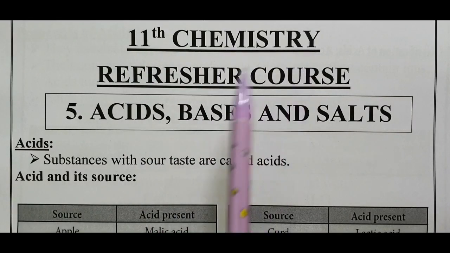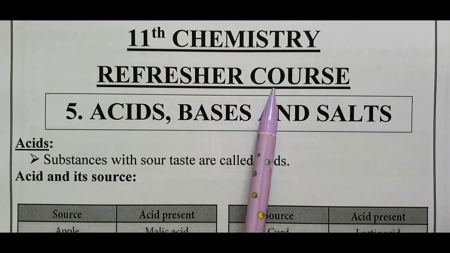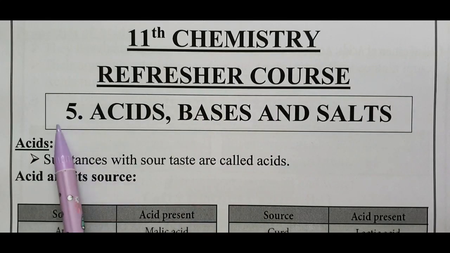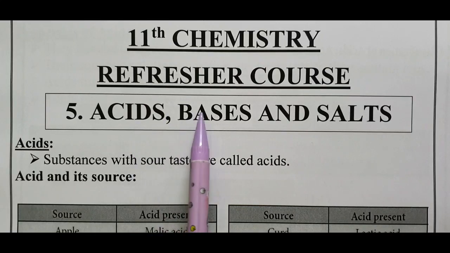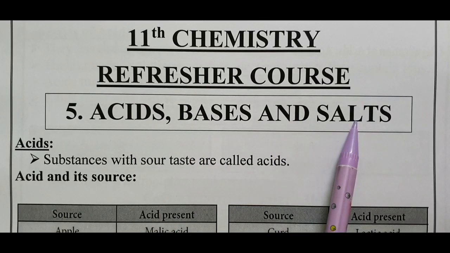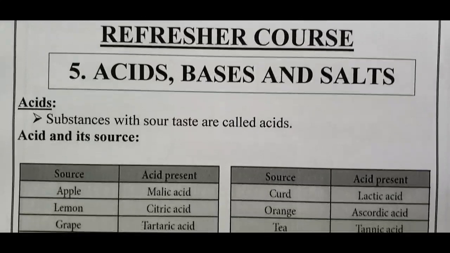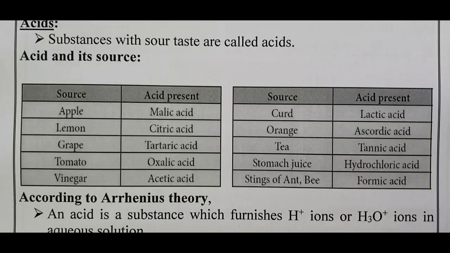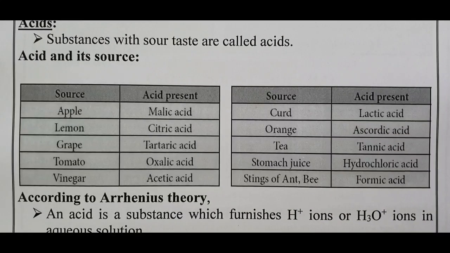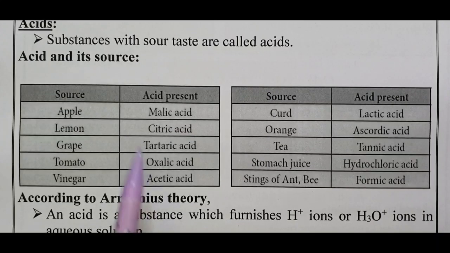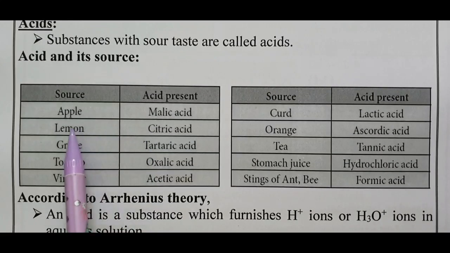11th Chemistry, Refresher Course Module, Unit 5, Acids, Bases and Salts, we are going to discuss in this video. What is meant by an acid? Substances with a sour taste are called acids. Acids and their sources. Some common examples we use in our day-to-day life.